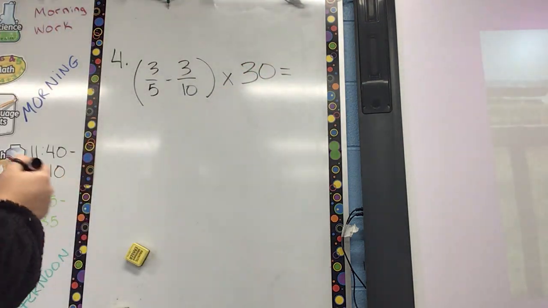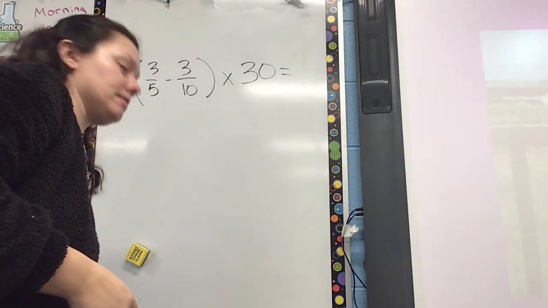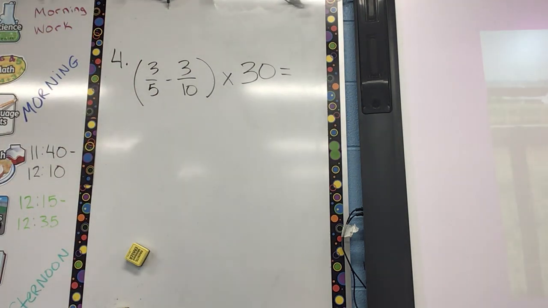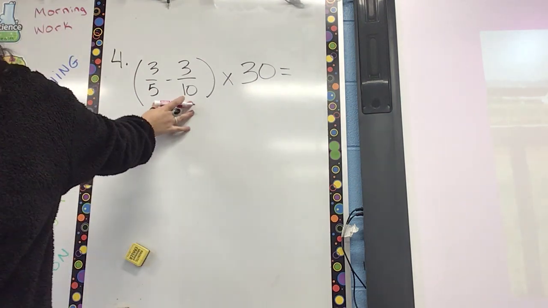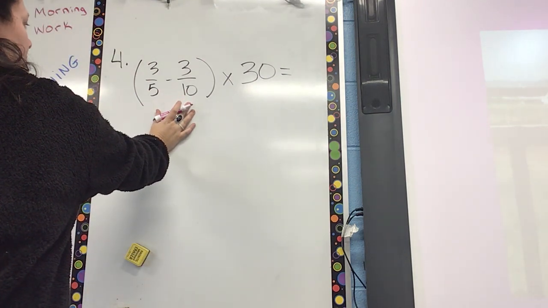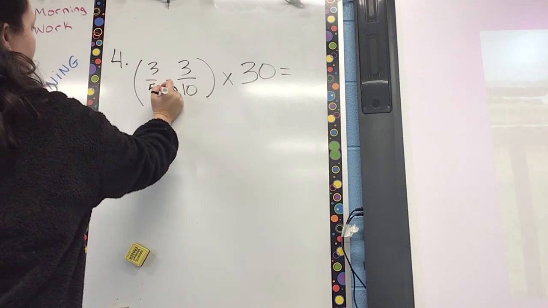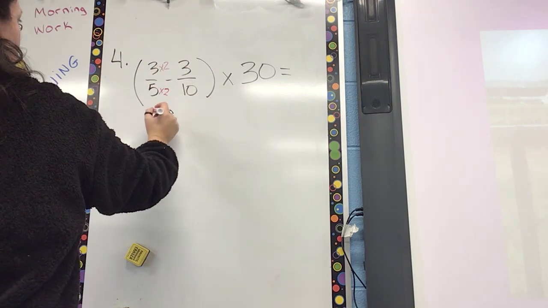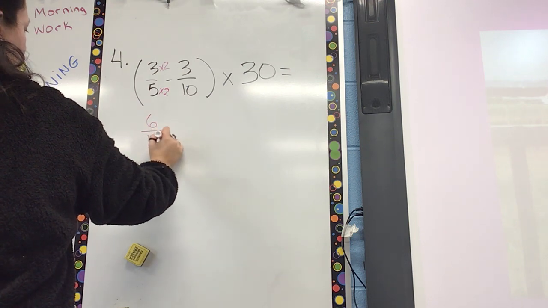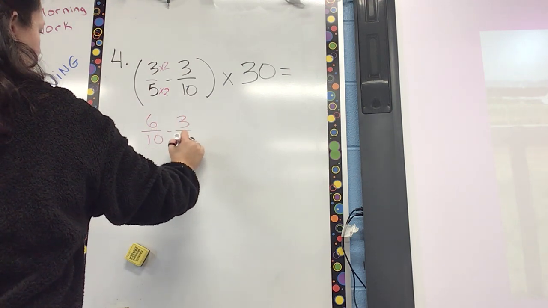All right, I see parentheses. What does that parentheses mean? Do it first. I do it first. And that's because of what? What is that called that tells me I do parentheses first, Alyssa? Order of operations. Do we know just by looking, what's going to be my common denominator? 10. Good. I need to multiply this by 2. So now I have 6/10 minus 3/10.